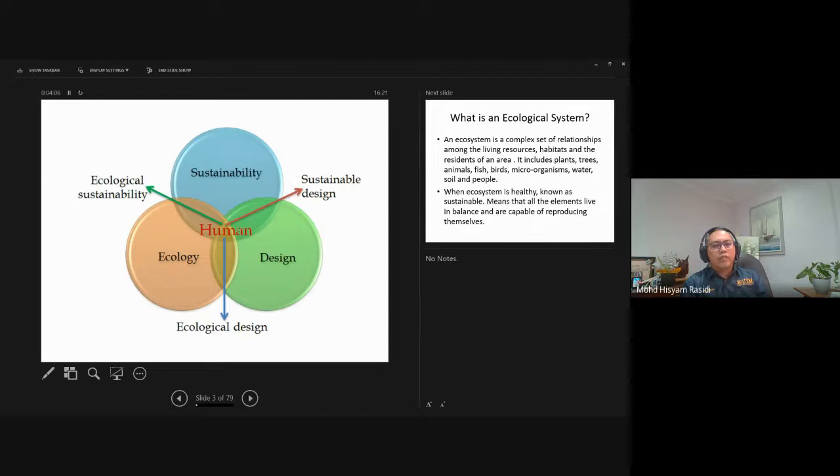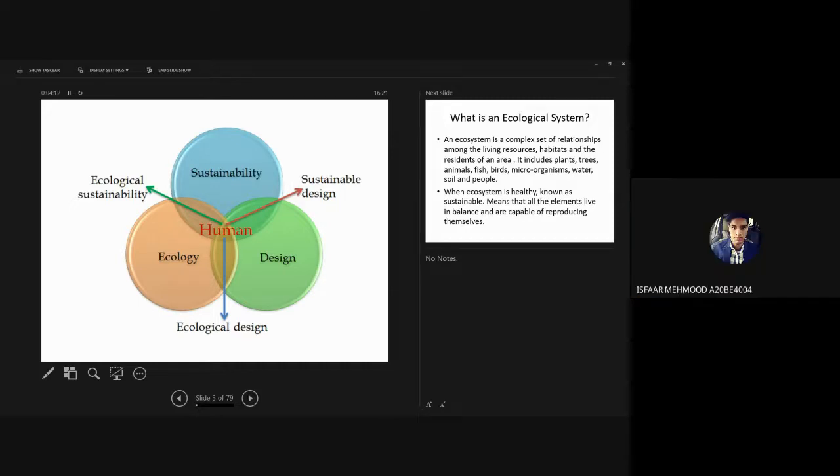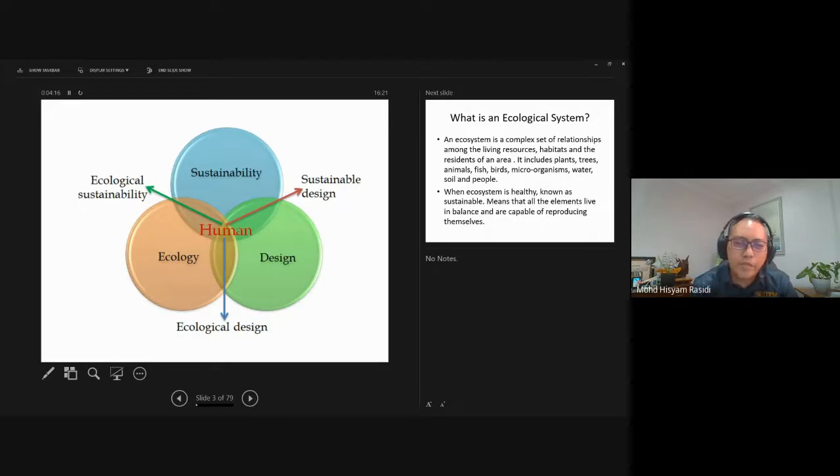Now, can you see the diagram in front of you? Yes, teacher, can see. Okay, I need to ask because I'm not sure whether my slide is running smoothly or not.